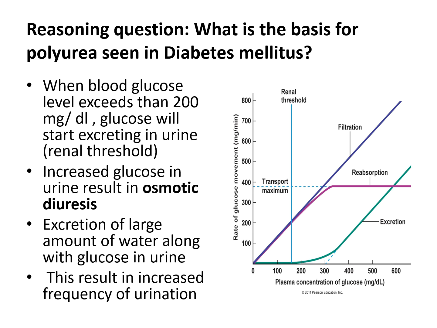But more than the renal threshold value, that is 200 mg per deciliter, the glucose will start excreting in the urine. So increased glucose in the urine also causes excretion of a large amount of water along with it, which results in osmotic diuresis, and this results in increased frequency of urination, which is called polyuria.